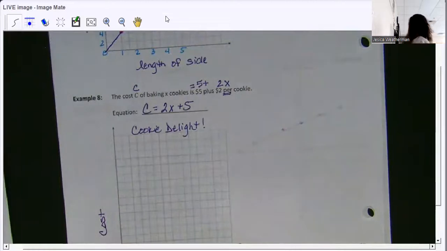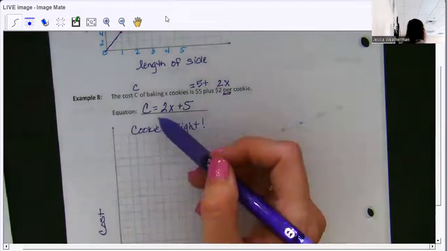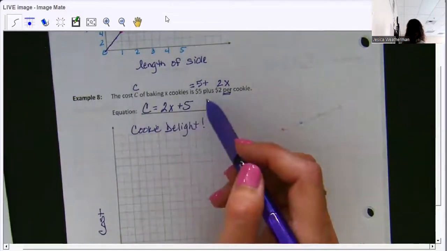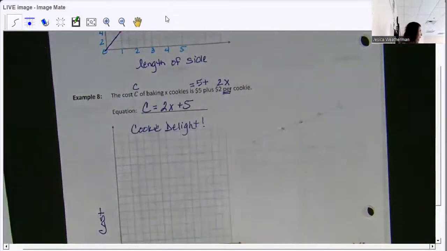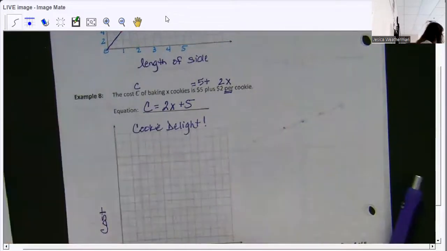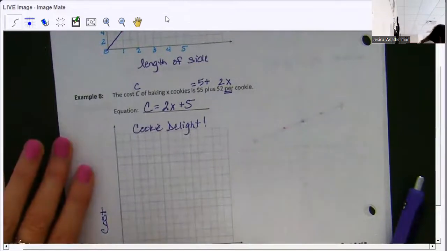Does anyone know what the increments are going to be without doing a table? Matthew? Yes, you're going to go up to over 1 and you're going to start at 5. So I think we could go by 1. So let's go ahead and put our increments in. This time I'm not going to skip a line, but you can if you would like.